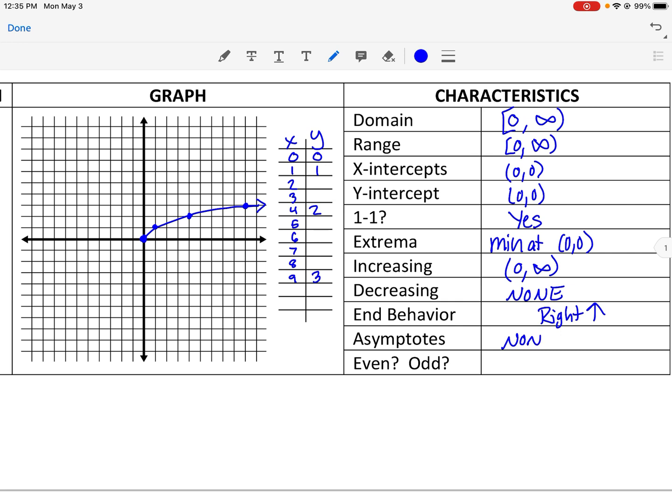Asymptotes, we have no asymptotes. And even, if I fold it on the y-axis, it does not do anything. If I flip it upside down, it does not look the same, so this is a neither.